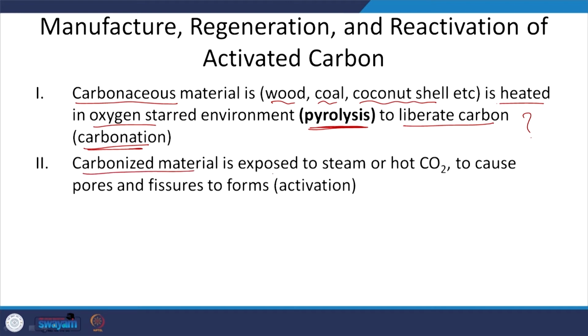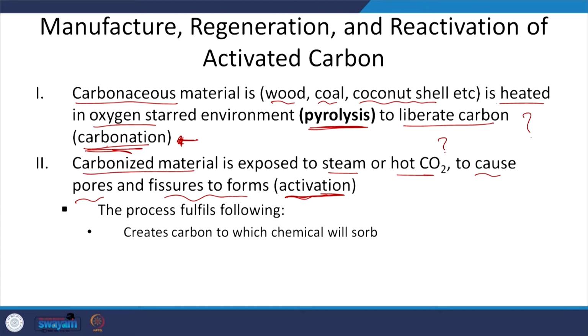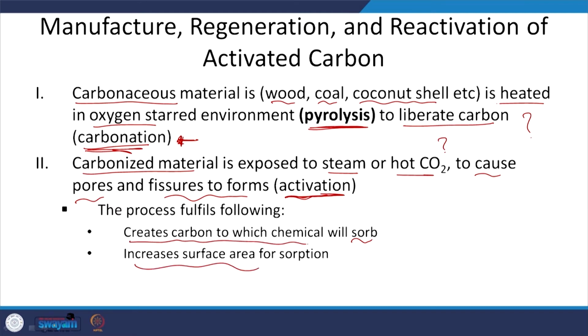This carbonized material is then exposed to steam or hot carbon dioxide. Why? Because I want to form these pores and fissures, which will lead to an increase in the surface area, let us see, and this is activation. One is carbonization, the other one is activation, one to liberate the carbon and the other one to activate the relevant surface area. So, it is granular activated carbon, let us see. That is something to keep in mind. It creates carbon to which the chemical will adsorb and increases surface area for sorption. One is creating this carbon onto which the chemical will adsorb, the other one is creating the surface area.